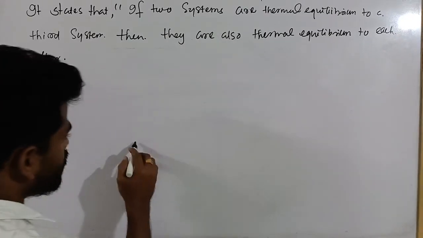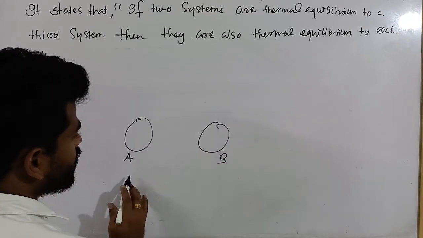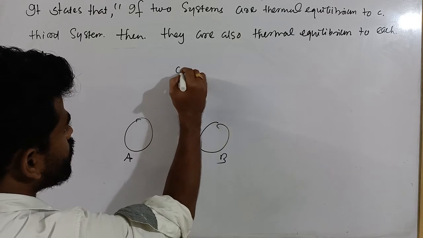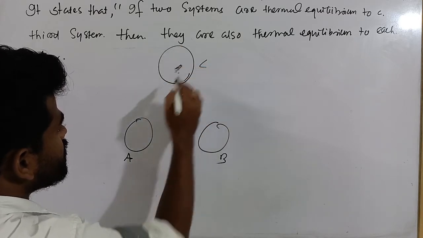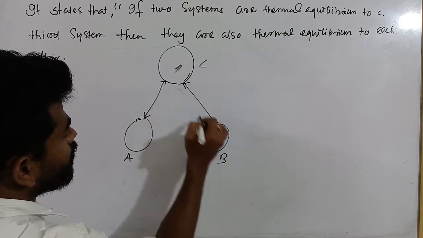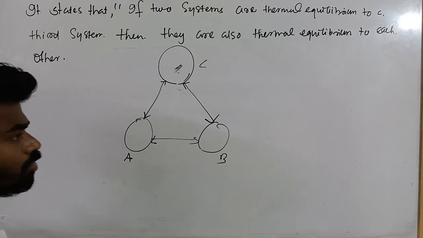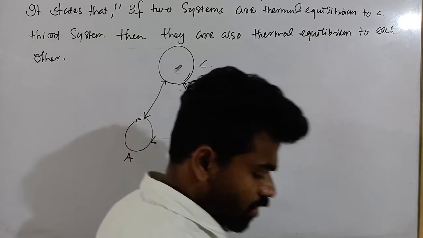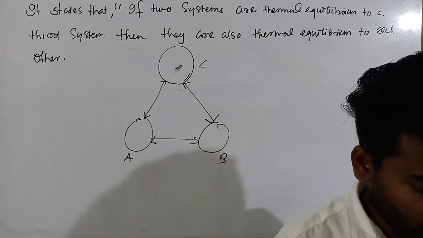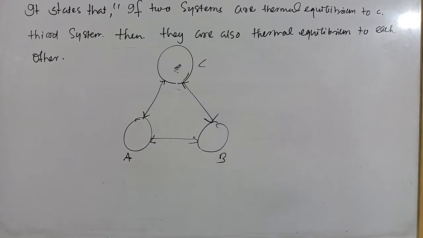Clear? That means suppose this one is a system A, this one is another system B. Suppose they are in thermal equilibrium with another system C. Let's say this is C. So A is in thermal equilibrium with C, B is in thermal equilibrium with C. Then definitely A and B are in thermal equilibrium with each other. So this is called the law of thermal equilibrium, or this is known as the zeroth law of thermodynamics.